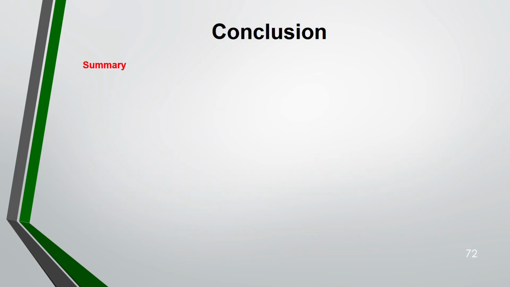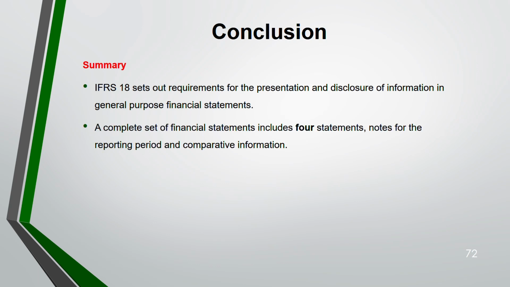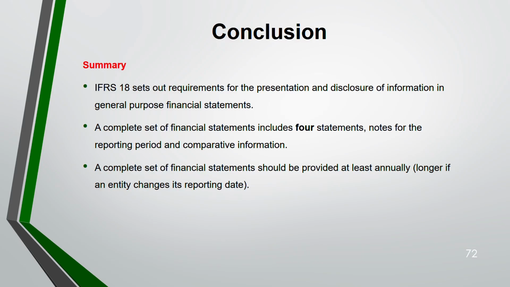Now, let us summarize the lecture. So, IFRS 18 sets out the requirement for the presentation and the disclosure of information in your general purpose financial statement. There are 4 set of financial statements, and also notes for the reporting period as well as comparative information. A complete set of financial statement has to be reported at least annually. It can be longer also if entity changes their reporting date. Consistency has to be there when you are disclosing, okay, unless a change is justified.